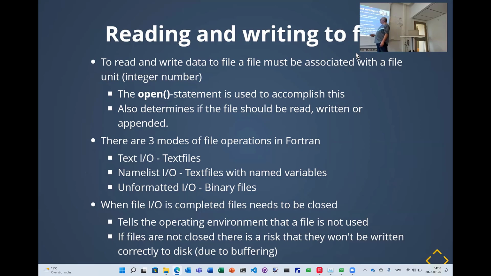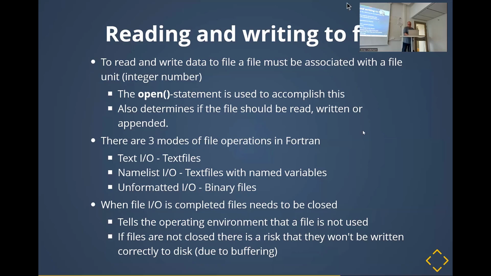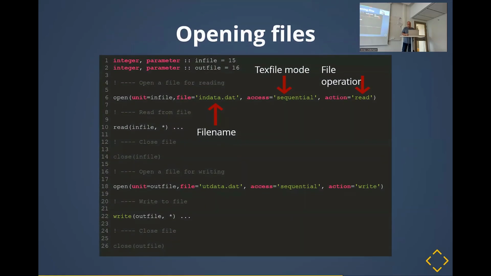There are three modes of operation of files. There is text I/O, which I will explain now. There is something called namelist I/O, which is text files with named array variables, similar to the JSON format of Python. And you can also write binary files, which basically takes the binary bitmaps of the variables and writes them to disk directly. And when you're done, as in Python, you need to close the files. Otherwise, you can get corruption if you don't do that.